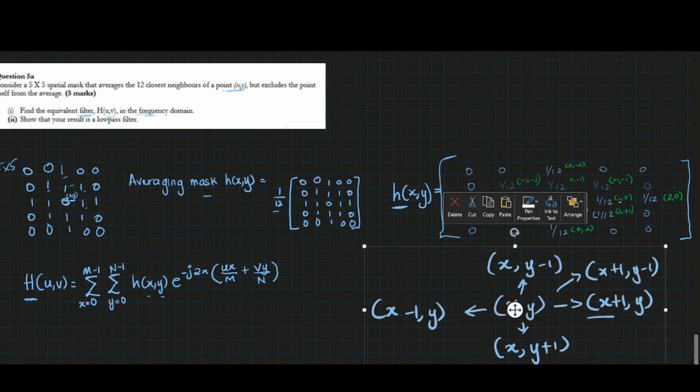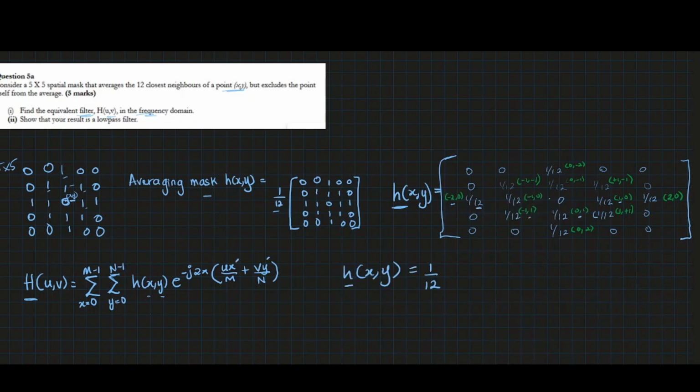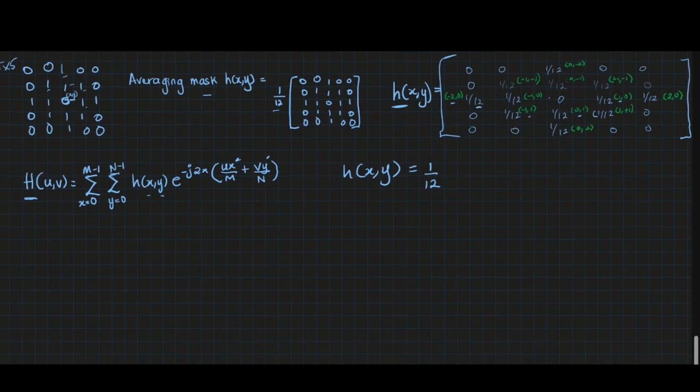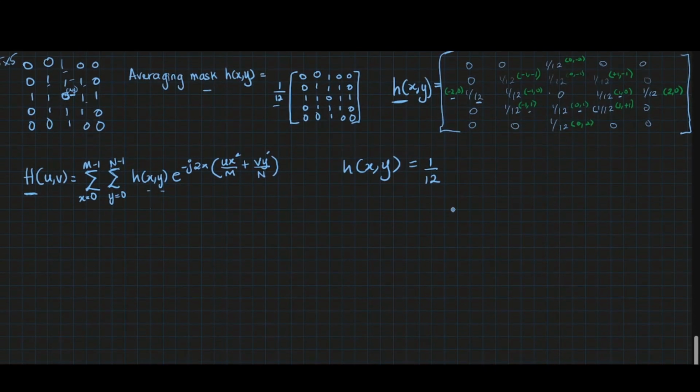Just going to delete this. The value for the averaging mask in the spatial domain is 1 over 12. Then you substitute your values for x and y. So let's just get started. I'm going to first start with these 4 neighbors, 1, 2, 3, and 4. Those points are the coordinates 1, 0, minus 1, 0, 0, 1, and 0, minus 1. So we're going to be working with 4 coordinates.